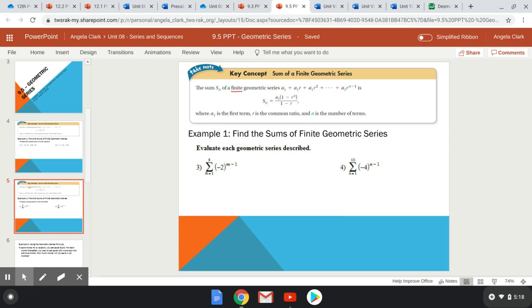All right, welcome back to 9.5. We're going to find sums of finite geometric series that are given to us in sigma notation, instead of being listed out. So remember that sigma means sum, where m, the letter here, goes from 1 to 8 in this instance. So sum of m starting at 1 going to 8.